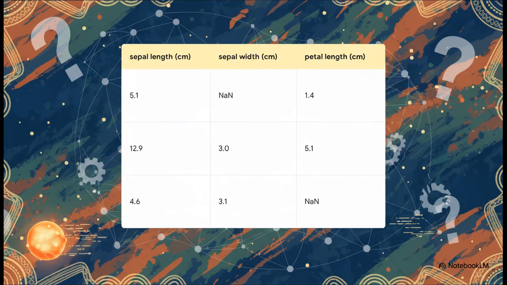And this is what real-world data actually looks like. It's never perfect. To show you what I mean, we've intentionally messed up our clean Iris dataset. See those NaNs? Those are missing values. And that sepal length of 12.9? That's a crazy outlier. This is the reality you have to deal with.